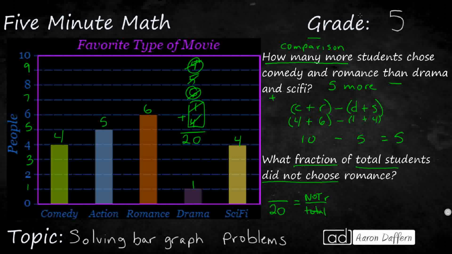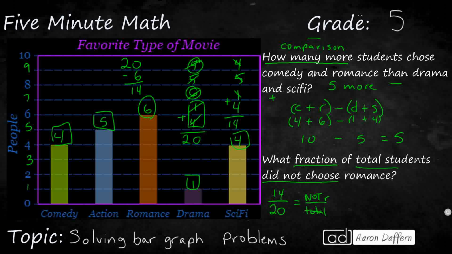So how many chose not romance? I've got 2 options to figure this out. I could literally add everything that's not romance. So that's going to be a 4, a 5, a 1, and a 4. Add those up. 4 and 5 make 9. Add 1 to make 10. That's 14. So I can say 14 out of 20. Some of you might have gone a little bit quicker and said, if I know that 20 is my total and 6 is my romance, I'm just going to subtract, and that's going to leave me with what's left over. Either way works.